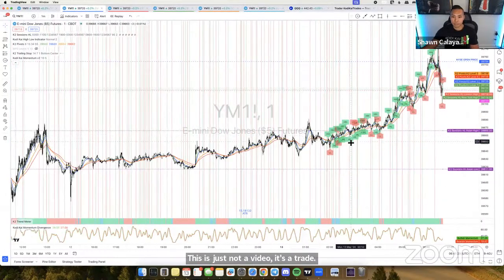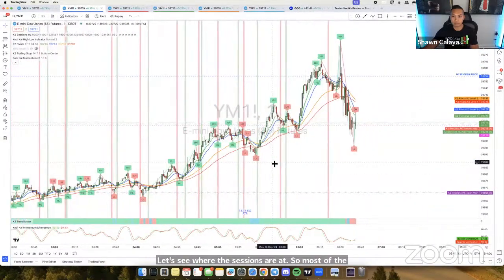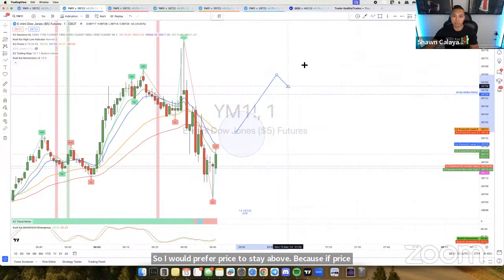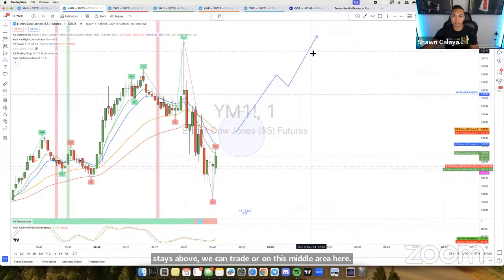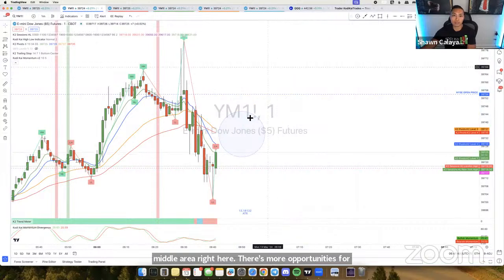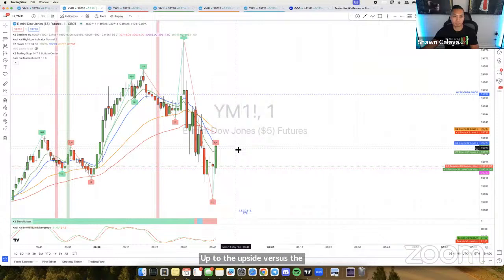Let's see where the sessions are at. So most of the sessions are down below here, guys. I would prefer price to stay above because if price stays above, we can trade around this middle area here. And if price climbs up higher, we can trade above this middle area as well. So there's more opportunities for safe trades to the upside versus the downside, because the downside has a bunch of sessions down there.